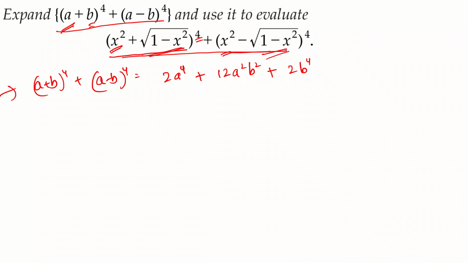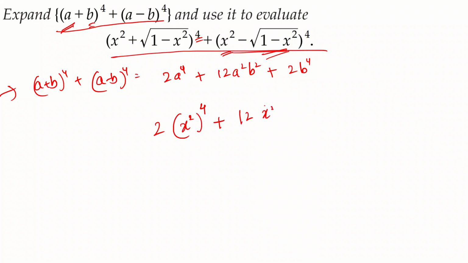So in our above case, in place of a we have x squared, and in place of b we have root over 1 minus x squared. Okay, so we are just going to use this. So this will be equal to 2 times a to the power of 4, so instead of a we have x squared to the power of 4, plus 12 a squared b squared.